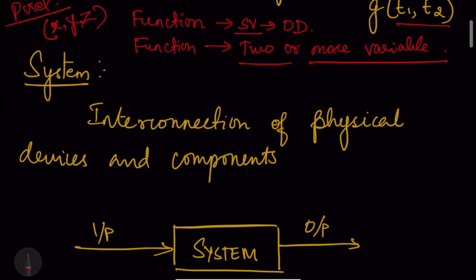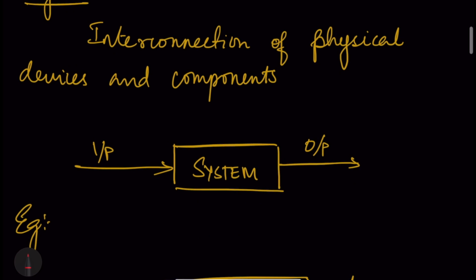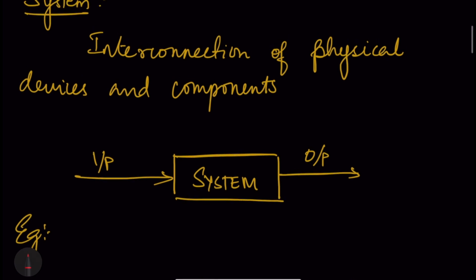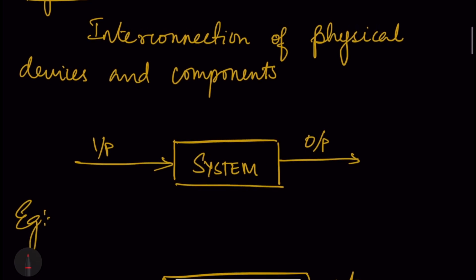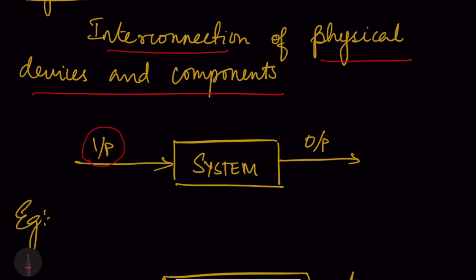Now, what is a system? A system is an interconnection of physical devices and components. That is a simple definition of a system. You take a system, we are going to give some sort of input. In turn, what happens in the system is it is going to do some sort of processing based on the application, and then it is going to give us some output.